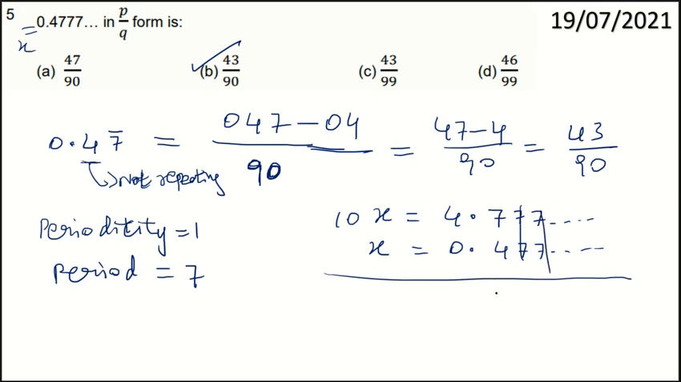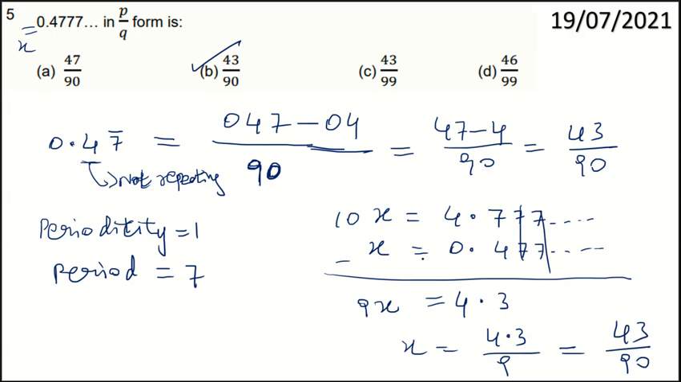7 minus 4 in the decimal point, 3 comes, and 4 minus 0 is 4, equals 10x minus x, which is 9x. 9x equals 4.3, x equals 4.3 upon 9. Multiplying both numerator and denominator by 10, it can be written as 43 by 90. So, this is the long procedure which we learnt. You know the shortcut also. Moving on to question number 6.